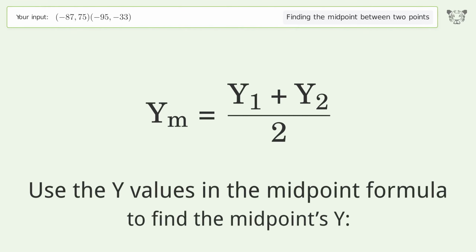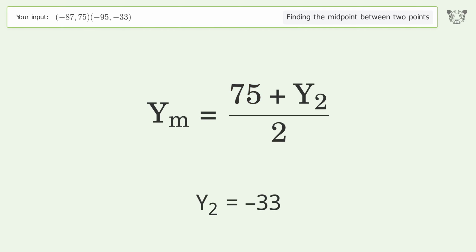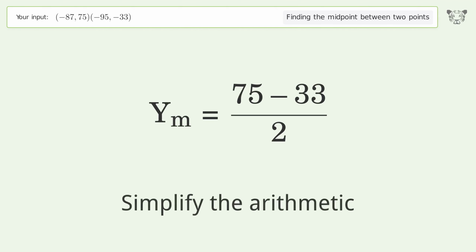Use the y values in the midpoint formula to find the midpoint's y. y1 equals 75. y2 equals -33. Simplify the arithmetic.